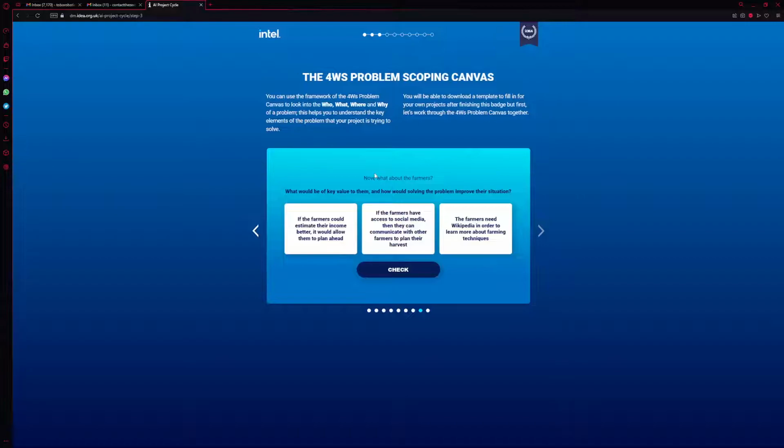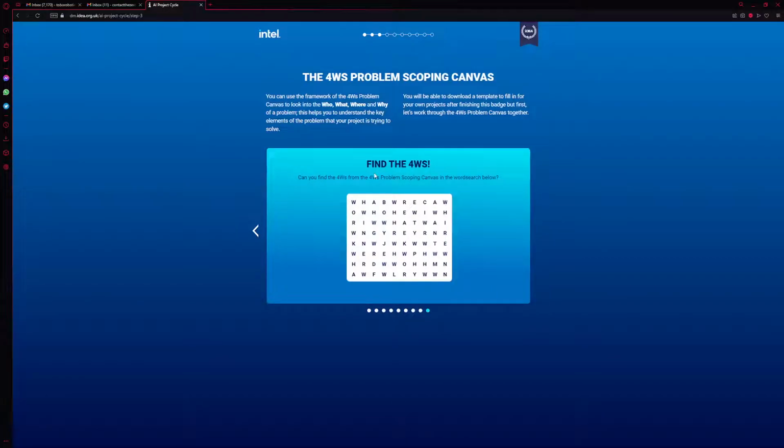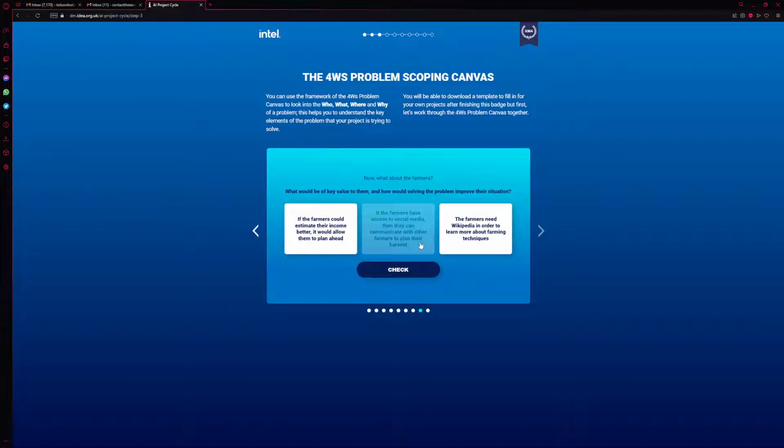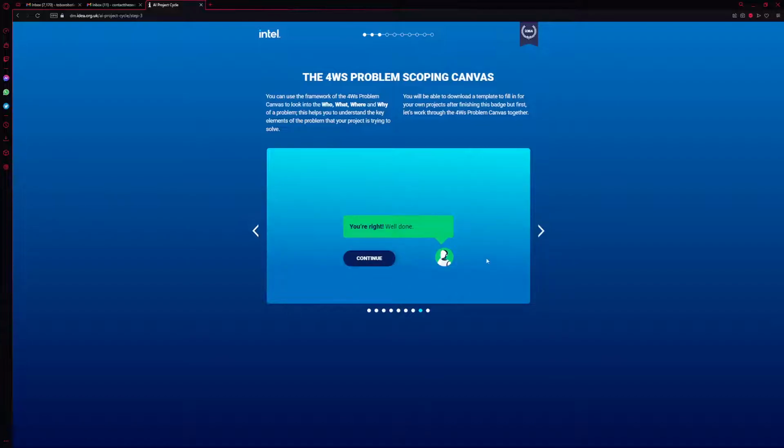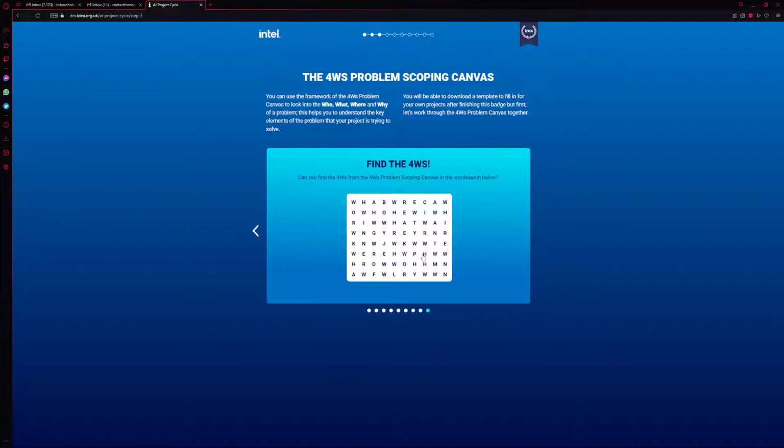If the farmers have access to social media, then they can communicate. Farmers could communicate with other farmers to plan their harvest. The farmers need Wikipedia in order to learn about farming techniques. No, it will be this one, because they need to be able to see data ahead of them to be able to act upon that data.